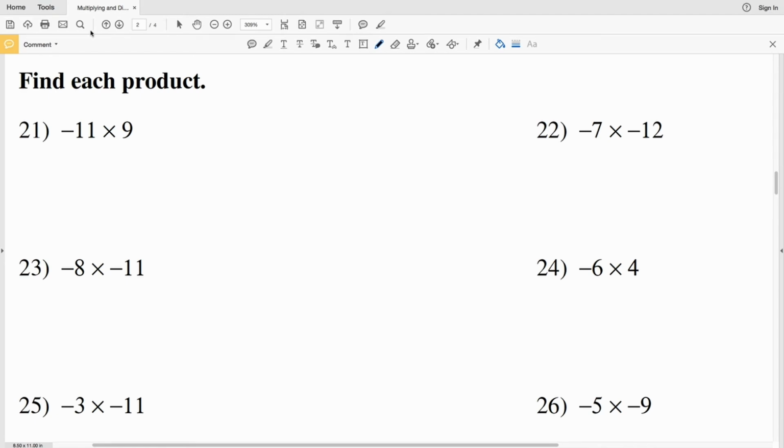In this video, we'll finish up the KutaSoftware worksheet, multiplying and dividing rational numbers. In the following problems, we're going to find each product. Number 21 says negative 11 times 9. Now, just like division, we're going to have 4 different options.